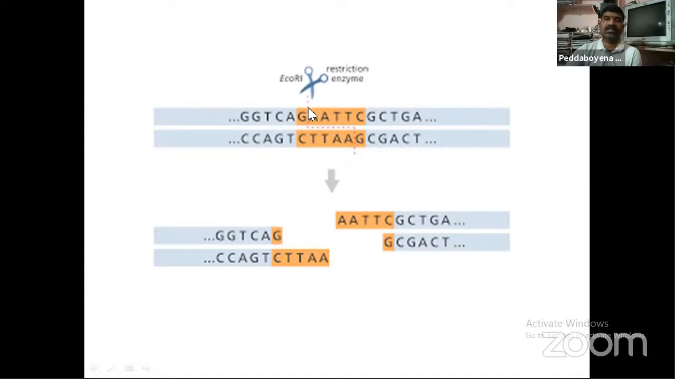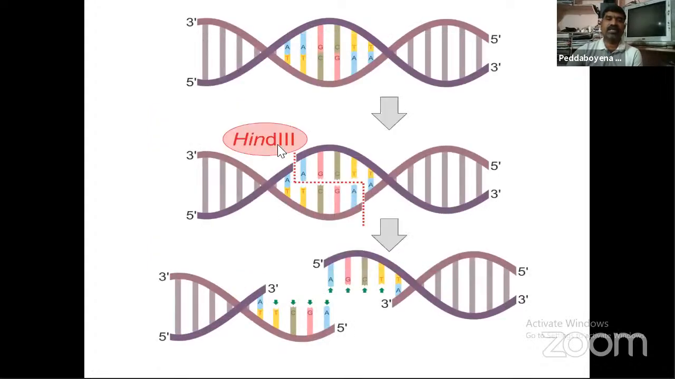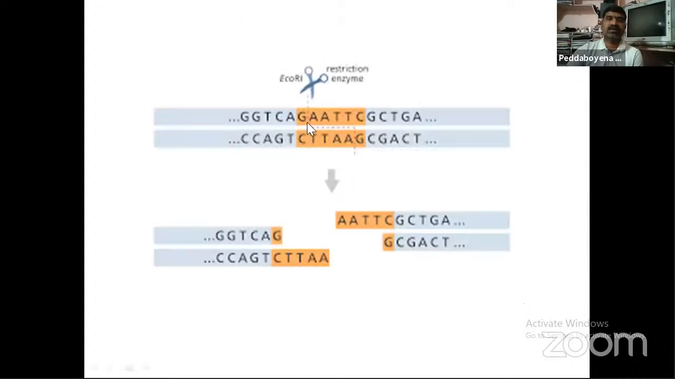You are observing it is cut between the guanine and the adenine. After this, you are observing the cut places are adenine. Here also, between the adenine. Here you are observing EcoRI cuts between the spaces. What is that? Guanine, adenosine.